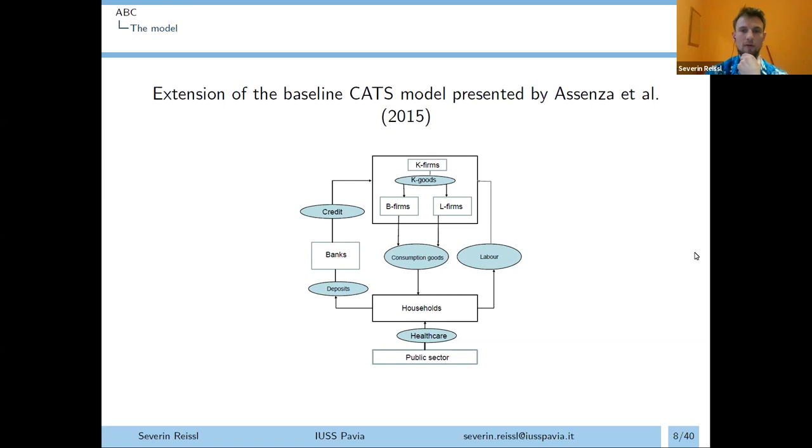And as you can see, the consumption goods firms are also themselves subdivided into two subsectors, which we introduced specifically for this application. And I'm going to talk about that in a little bit. And on this diagram, you can also see that these sectors interact with each other on a range of markets, such as consumption goods market, labor market, capital goods market, and so forth.